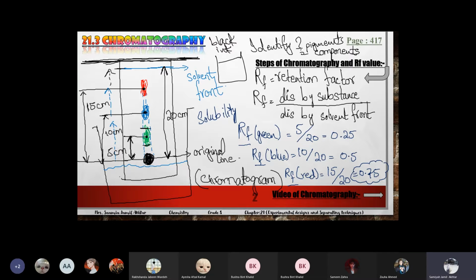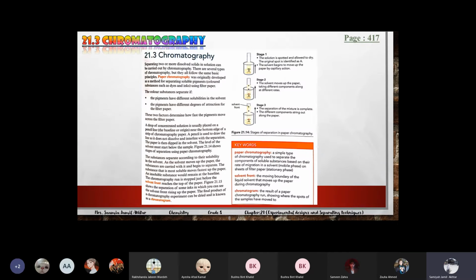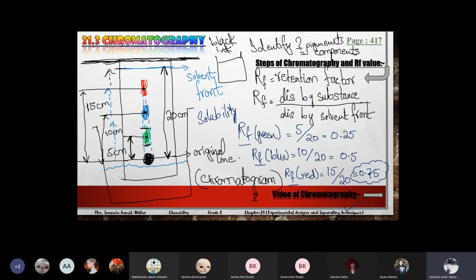Now I'll show you a video of chromatography. Then it will be more clear how the water travels and how it leaves the mark. Like the original video, and after that we'll see from the book.